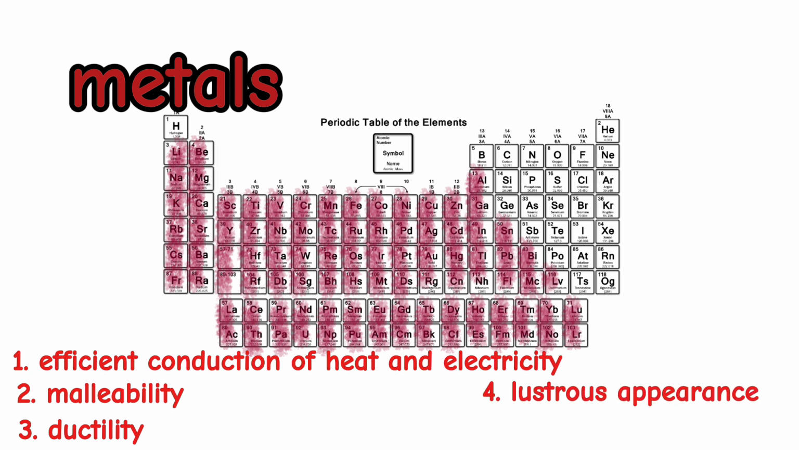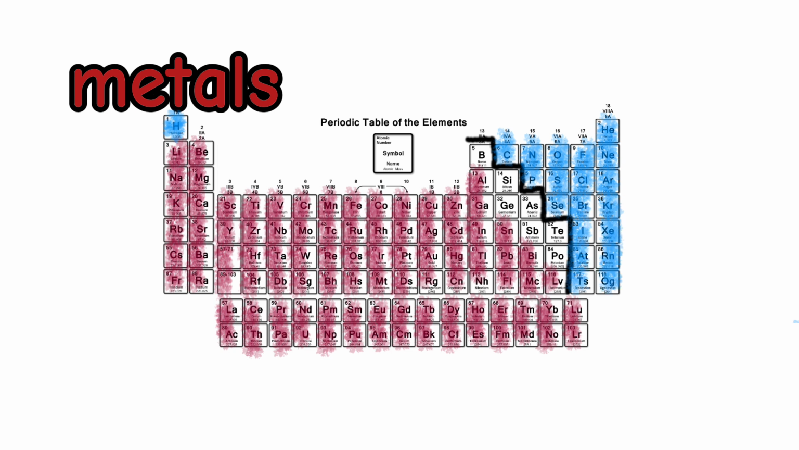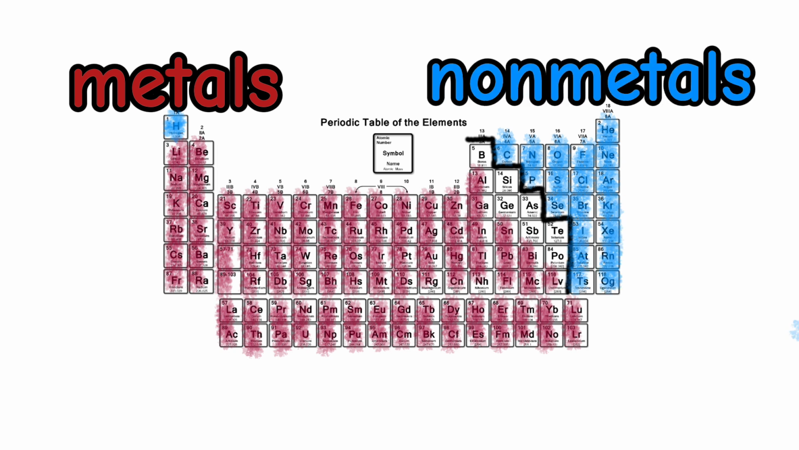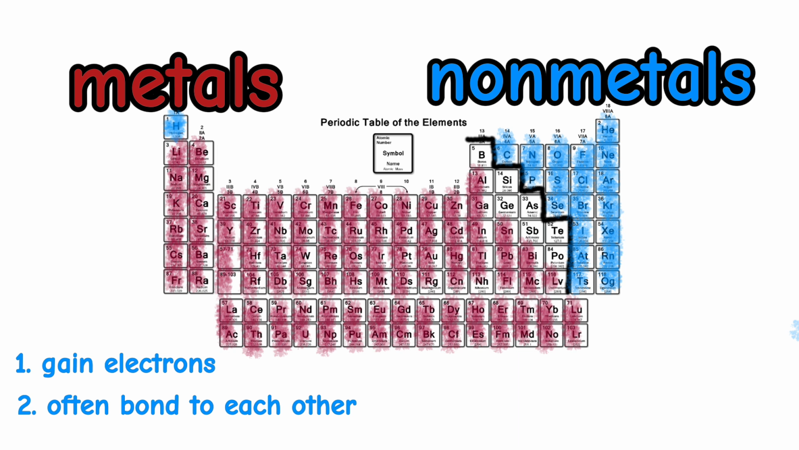Also, metals have chemical properties such as they tend to lose electrons to form positive ions. They bond to nonmetals by forming ionic bonds. The elements in the right regions of the periodic table are nonmetals. Nonmetals lack the physical properties that characterize the metals. Nonmetals have chemical properties such as they tend to gain electrons in reactions with metals to form negative ions. Nonmetals often bond to each other by forming covalent bonds.